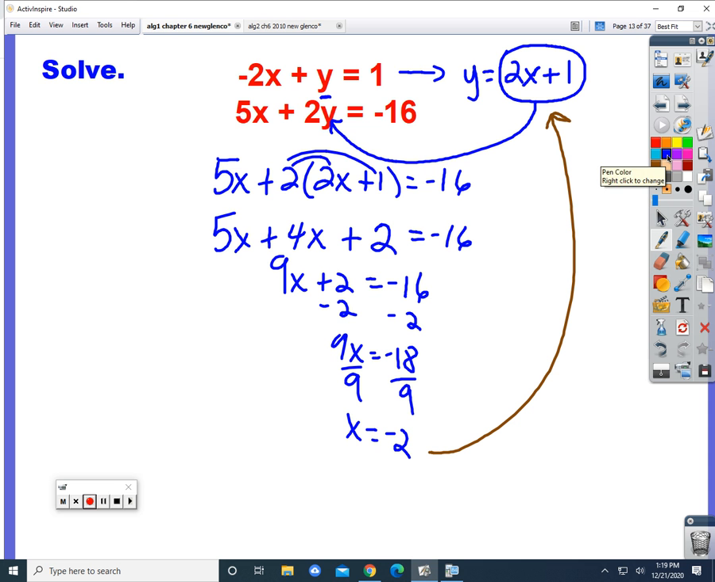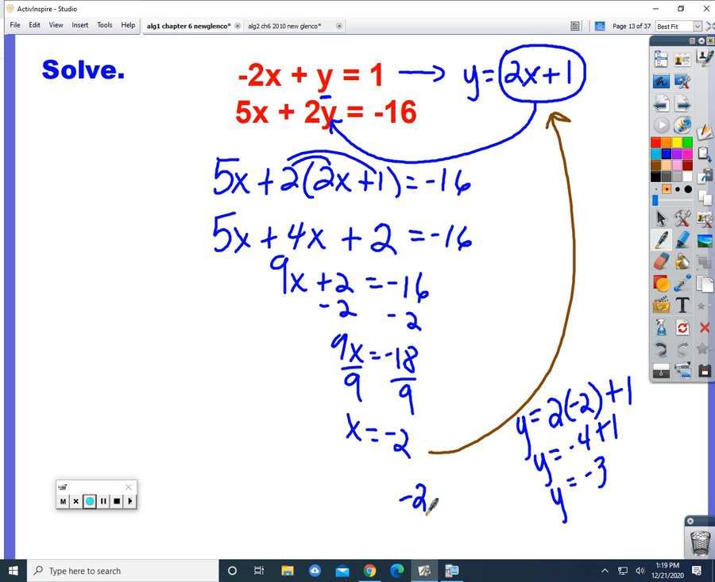So I'm going to take negative 2 here. I want you to see what I'm doing. I'm going to do it right down here. So 2 times negative 2 plus 1, and whatever that gives me, that'll be the y coordinate. So 2 times negative 2 is negative 4 plus 1, and that'll be negative 3. So the ordered pair is negative 2, negative 3. Now, if you plug this ordered pair back in here and here, you're going to see it's true. And then if you put negative 2, negative 3 here, you're going to see it's also true.